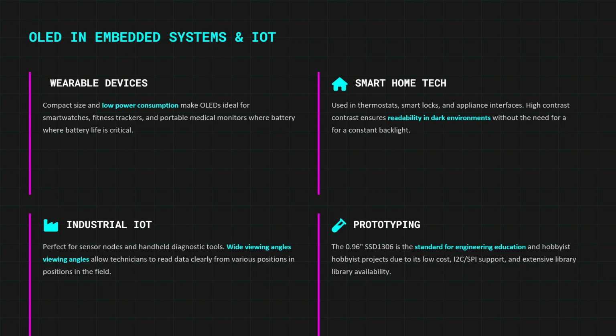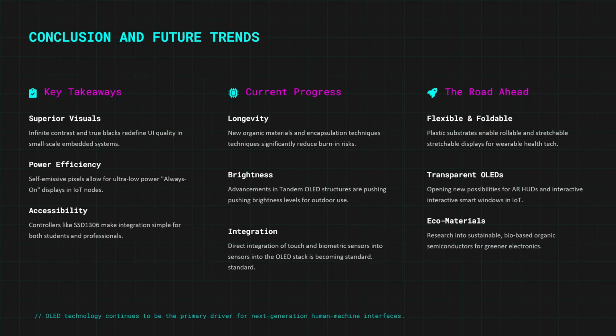In industrial IoT systems, OLED displays are often used in sensor nodes and diagnostic tools where technicians need to view system data clearly from different angles. Additionally, OLED modules are extremely popular in educational prototyping platforms because they are inexpensive, easy to program, and compatible with many microcontrollers. Let's move to the next slide.